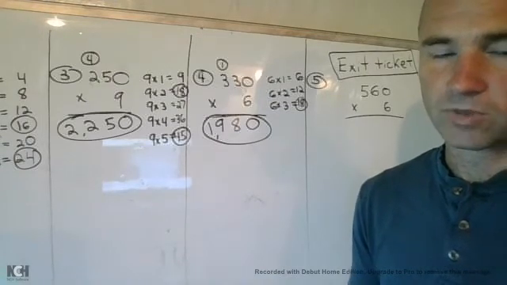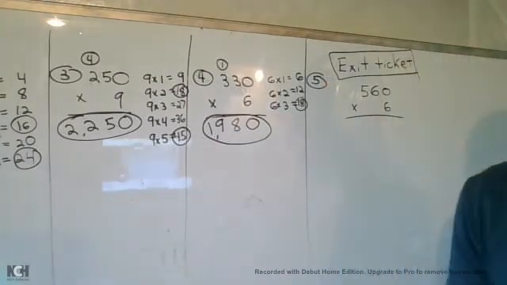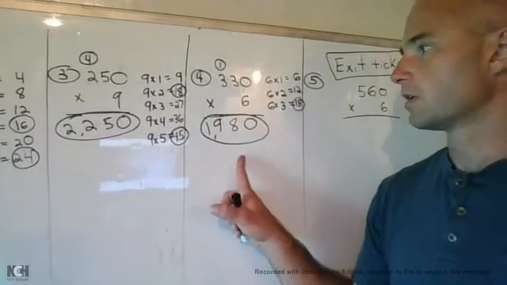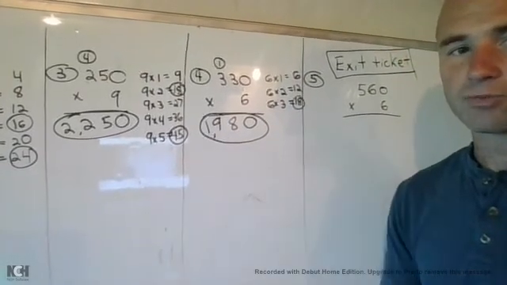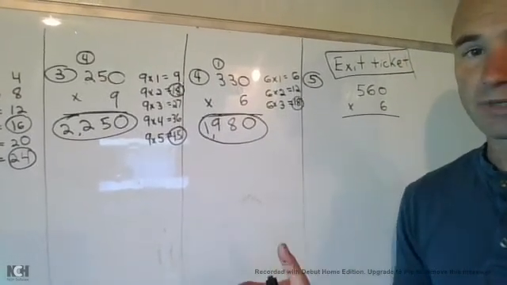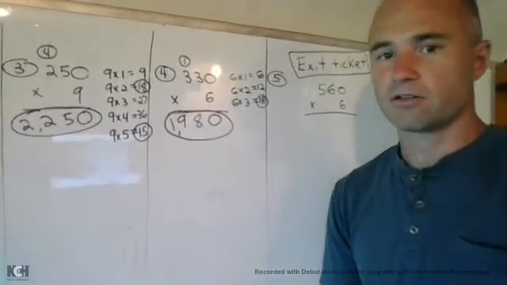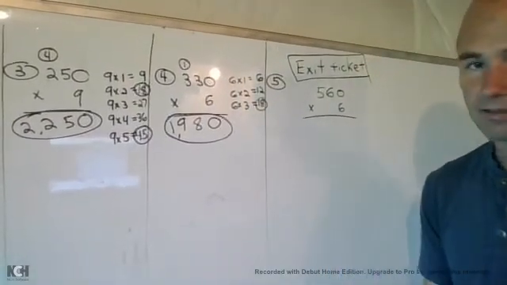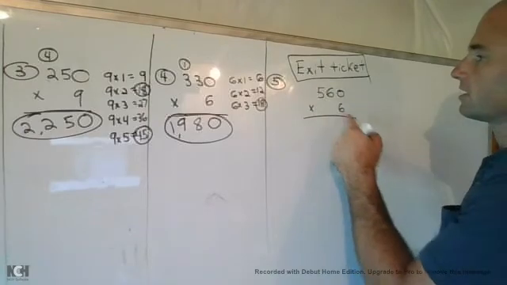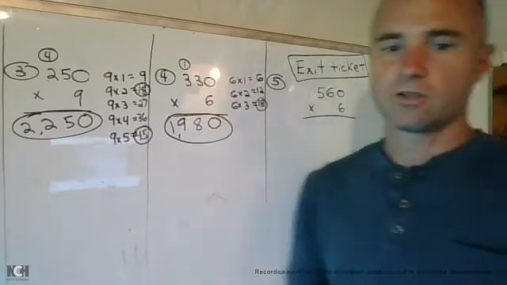All right, so with that being said, we've gone over a few practice problems here. Hopefully, if you made a mistake, you're recognizing your mistakes. You're not going to make that same mistake on the exit ticket. So we have 560 times 6 will be your exit ticket.